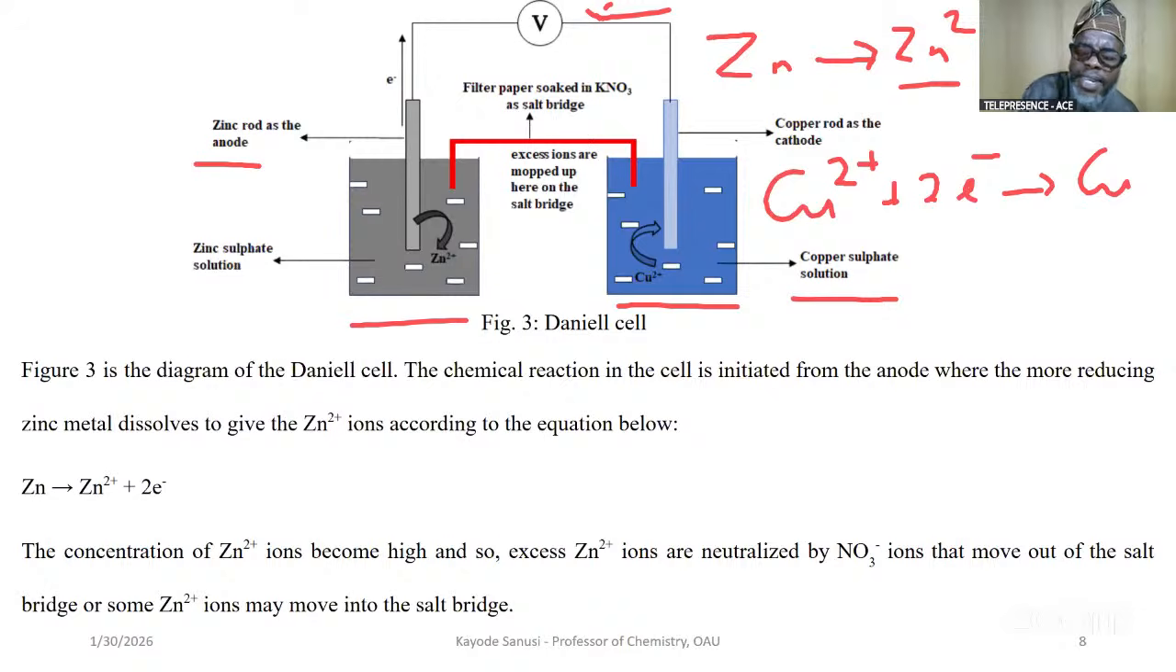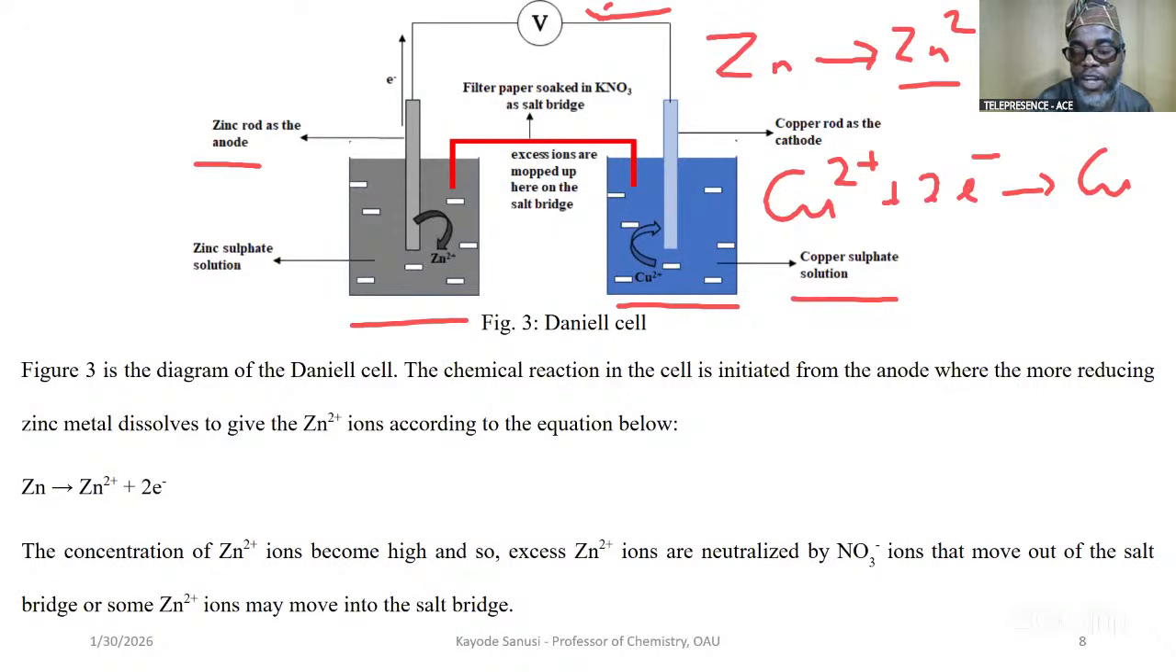So what is happening on this other aspect? The other things that are happening apart from copper 2 ions moving to the electrode and getting deposited. The implication of that is that there will be less and less copper. The copper 2 ions in the solution will be decreasing. So there will be depletion of copper 2 ion in this half cell.